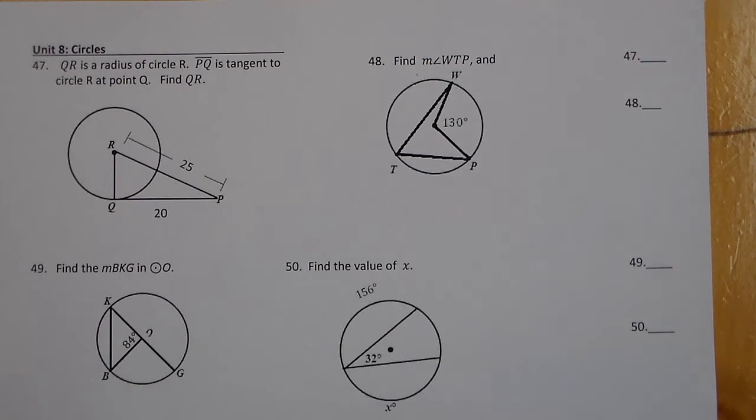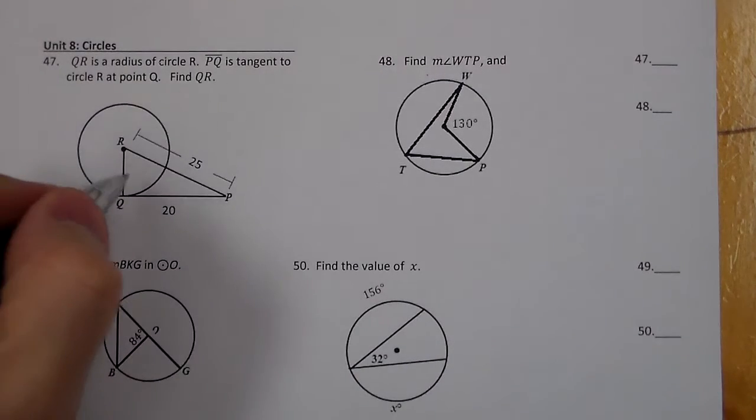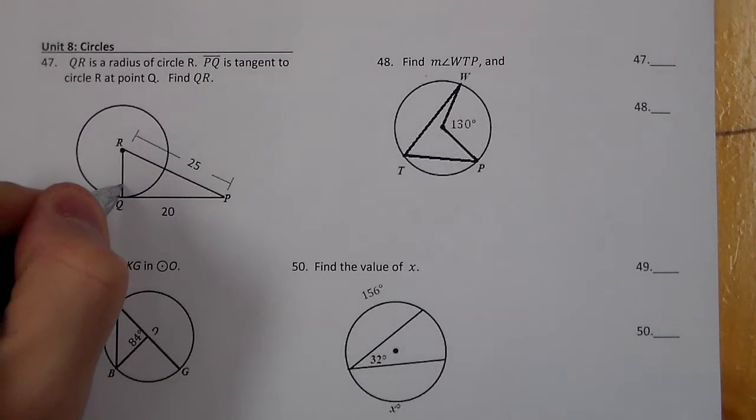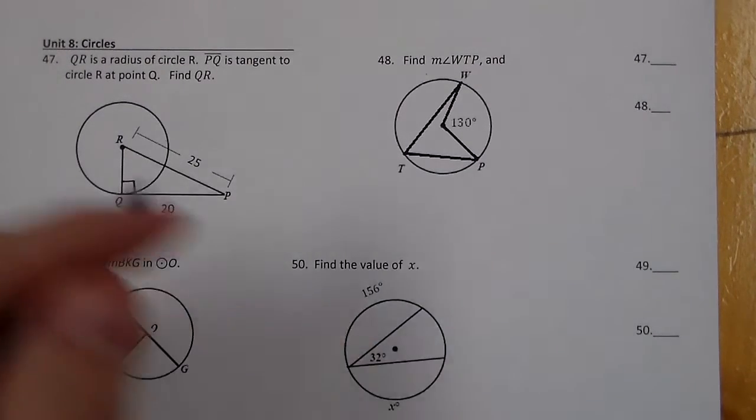This is the Math 2, now Unit 8 final review. We're now on number 47. So QR is the radius of the circle, PQ is tangent to the circle. We need to find QR. What this turns into, because a tangent and a radius are perpendicular, is a Pythagorean theorem problem.